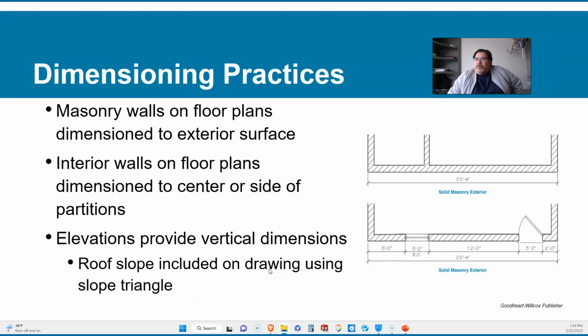So dimensioning practices, how things are dimensioned, right? We're looking at a solid masonry exterior wall. We're looking at the other side of that solid masonry exterior wall, or another type of wall. This one's different, right? This one has windows in it and a door, where this one just had an interior wall. You can see the walls are defined by this little hatching, this angular line at an angle, showing you that represents the wall.